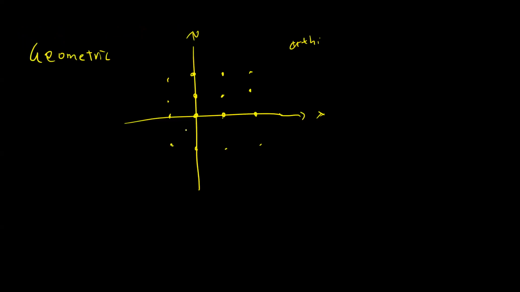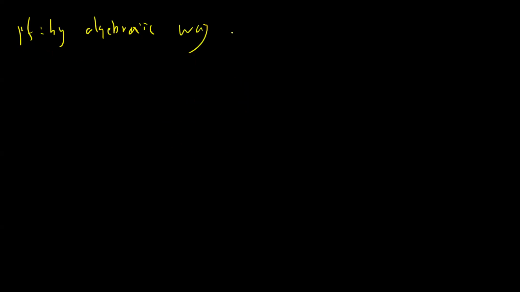I somehow remember that some people said that if you can draw a circle of radius 1 for each Gaussian point, and it covers the whole complex plane, so that no point is outside a circle, then it will be a Euclidean domain. But somehow I forget why. Okay, so we need to prove it by an algebraic way.